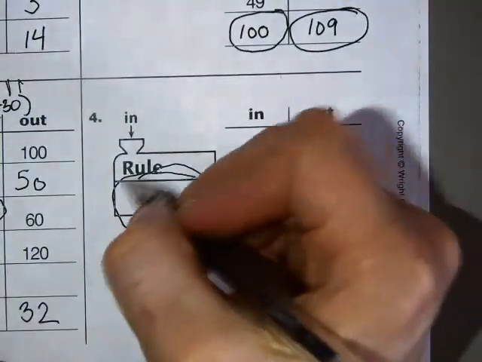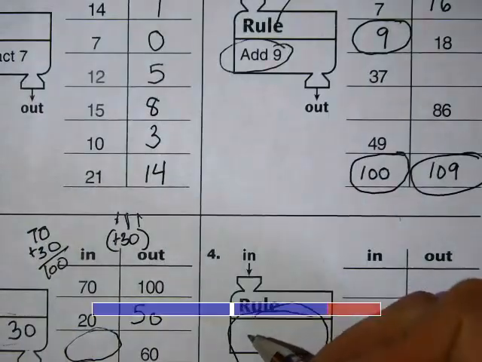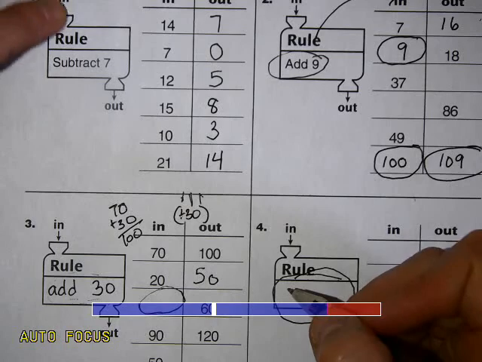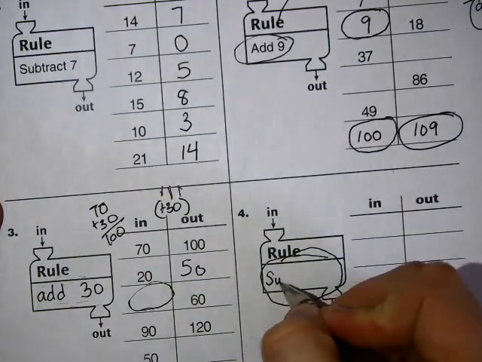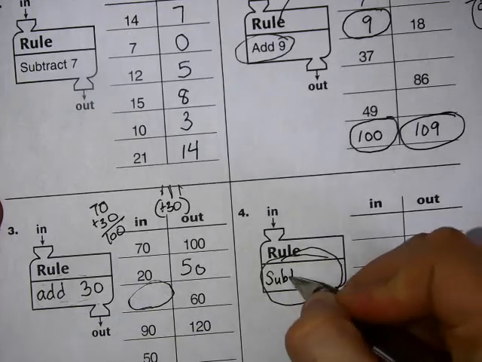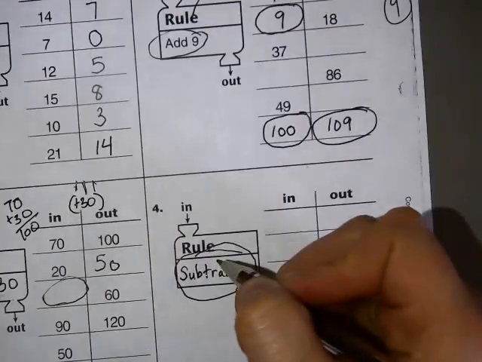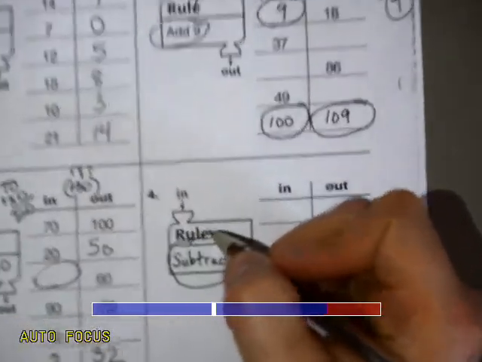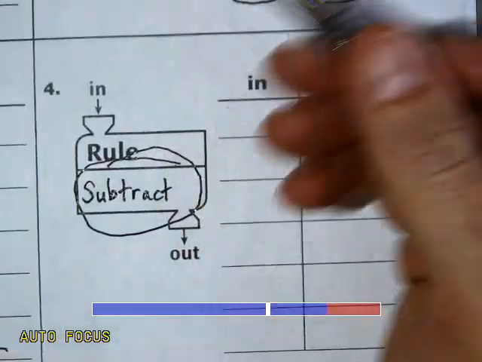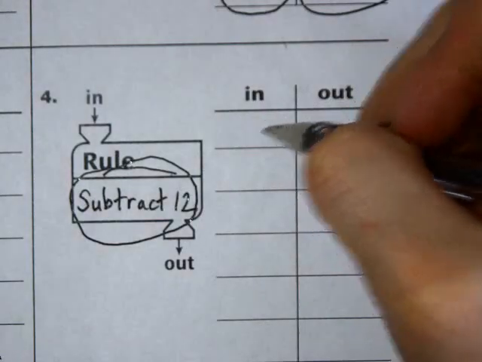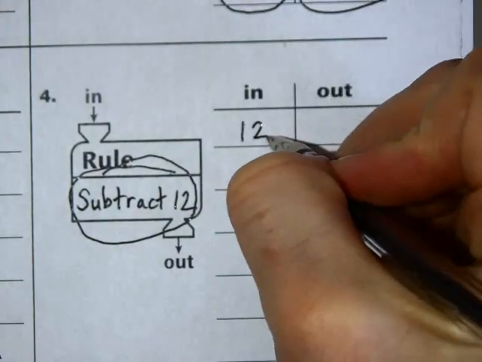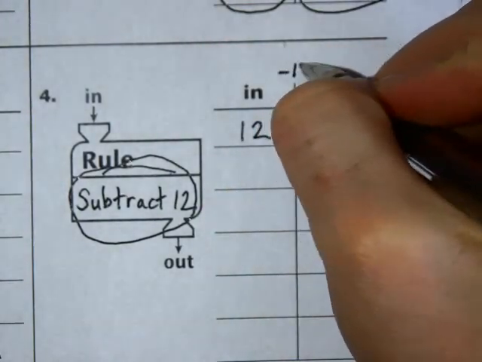Okay, so maybe I'm going to make up a rule. This one already has on this page 1 subtract and 2 adds. So maybe I'll say subtract, just for fun. Let's say subtract 12. So any number that I put in, I have to take 12 away. So I'm going to put in 12, and then my rule is subtract 12.